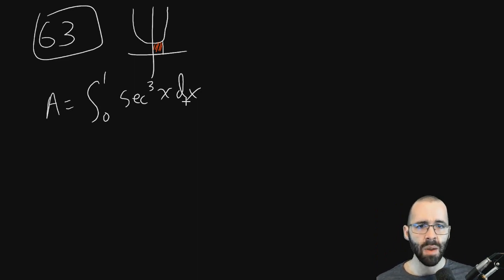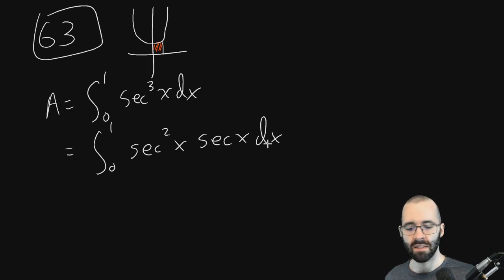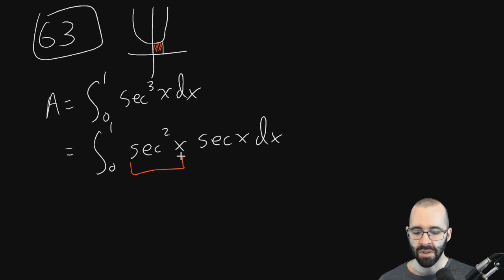We could try integration by parts right off the bat, or we could try to make things a little bit cleaner. One of the things that I want to look at, I don't know if it'll work, is what if we look at this as secant squared times secant of x? Because we know the derivative of tangent is secant squared. So we know how to integrate secant squared.